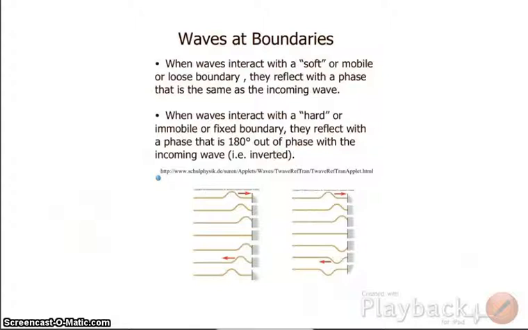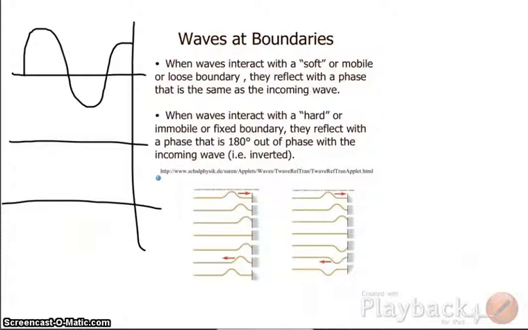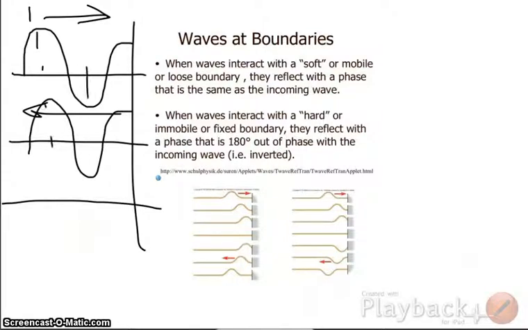So if I have, let's say, a wave here, I have a line here, and I have a wave approaching a boundary. If it's going to hit a loose boundary, if it's initially coming in going this way, it's going to reflect back the same way. Crests will be at the same spot, troughs will be at the same spot. It'll reflect back the same.